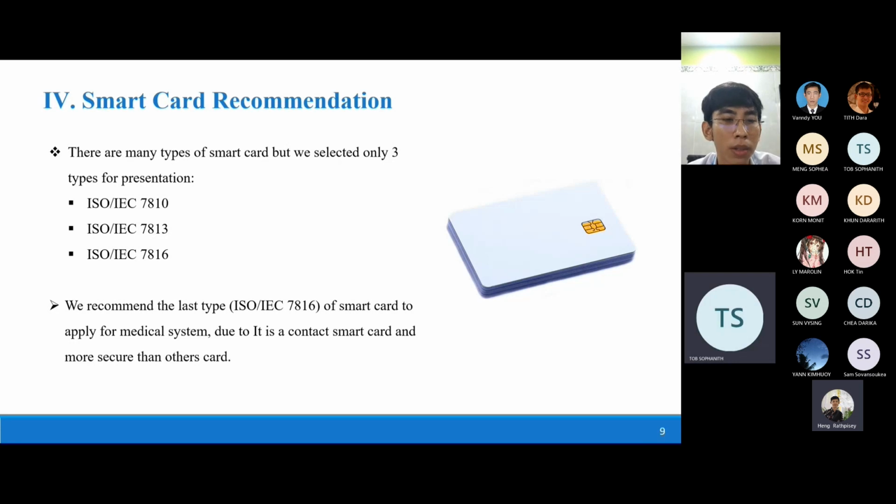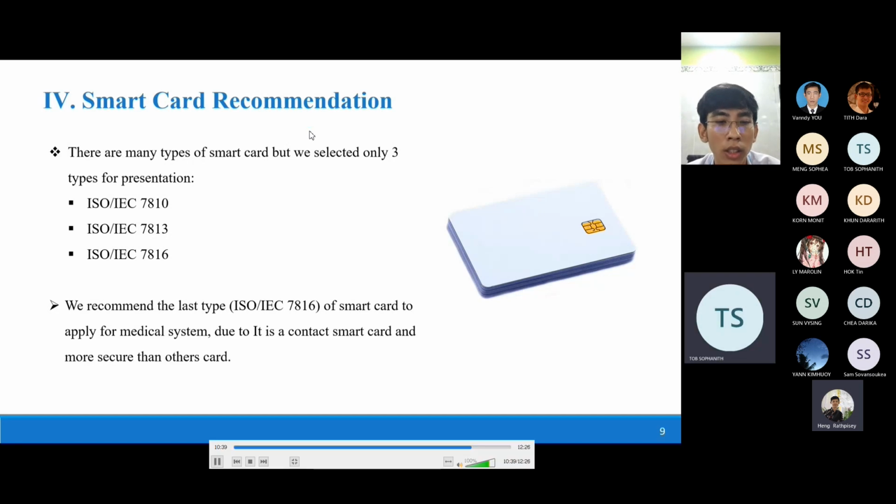In my opinion, I recommend the last one, ISO or IEC 7816 of smart card to apply for medical system due to it contains smart card and more secure than other card.